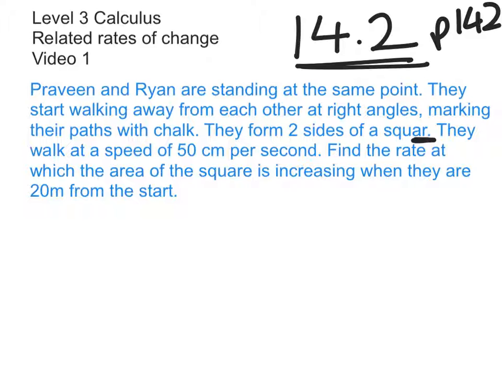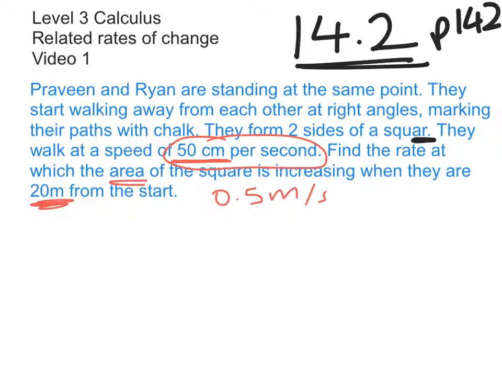Now you're probably wondering why I read all of that out. That's because when you're doing a related rates problem, you must read every single word of the question very carefully. Reading it once is not usually going to be enough, especially with the harder ones. A few wee things to notice that are going to trip you up. This is their speed, and it's given in centimetres. But later on, when we're working with the area of the square, we're asked to find the rate at which the area is increasing when they're 20 metres from the start. So we might as well get the units consistent right from the start. So I'm going to change this speed to 0.5 metres per second.